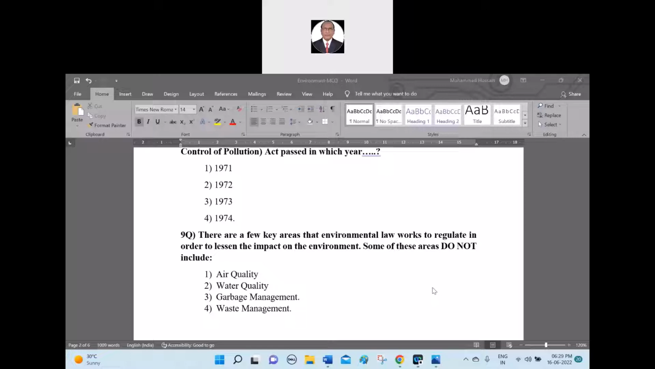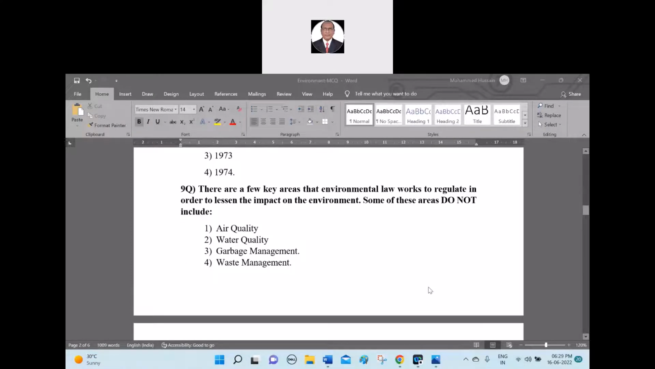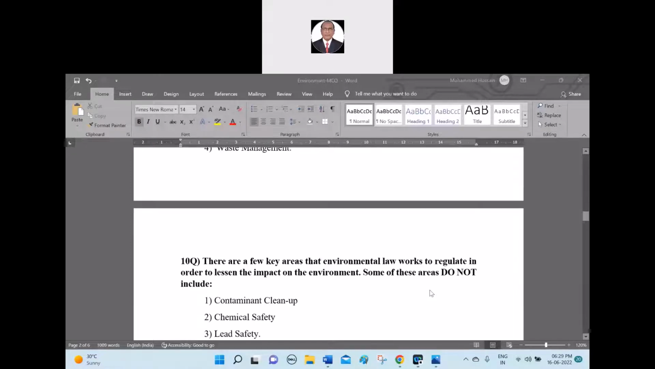The answer is garbage management, it is not there. Air quality is there, water quality is there, waste management is there. So the ninth question, right answer is third, garbage management.